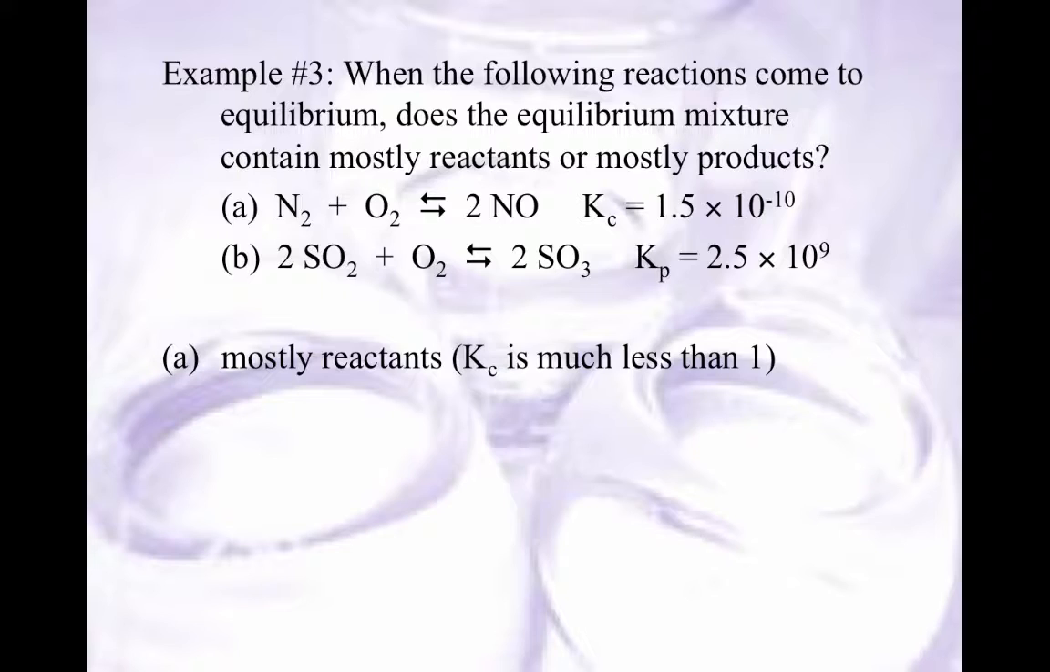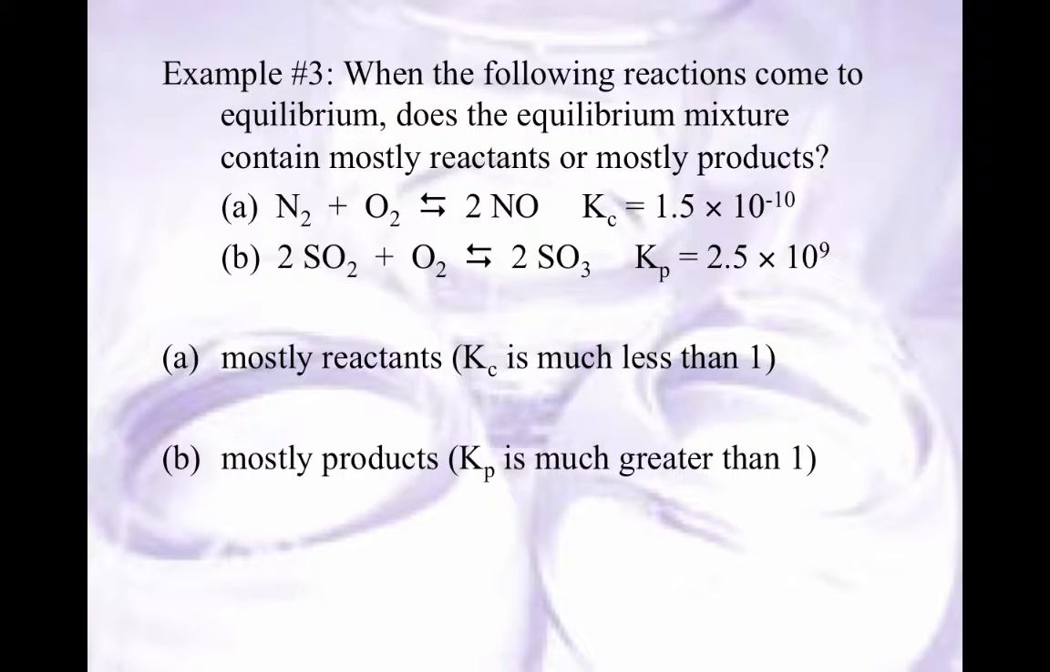For part B, our Kp is 2.5 times 10 to the 9th. That's a really big number, which means when you set up K, products over reactants, your products is going to be bigger because you have a bigger number on top and you're dividing by a much smaller number. And so in part B, because Kp is much greater than 1, your products are favored at equilibrium.